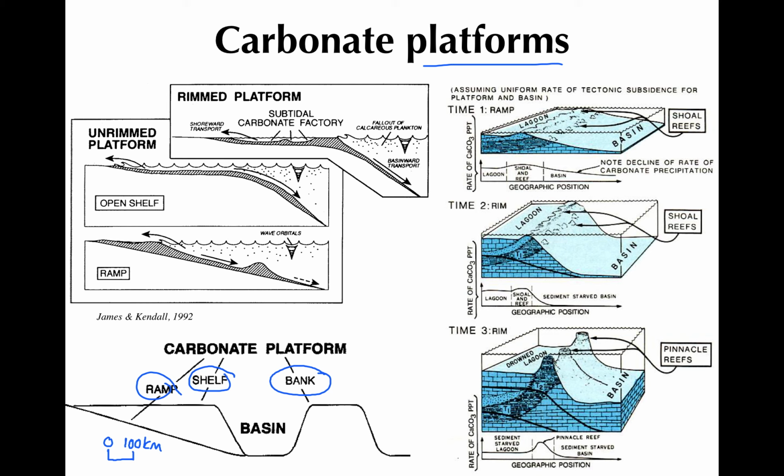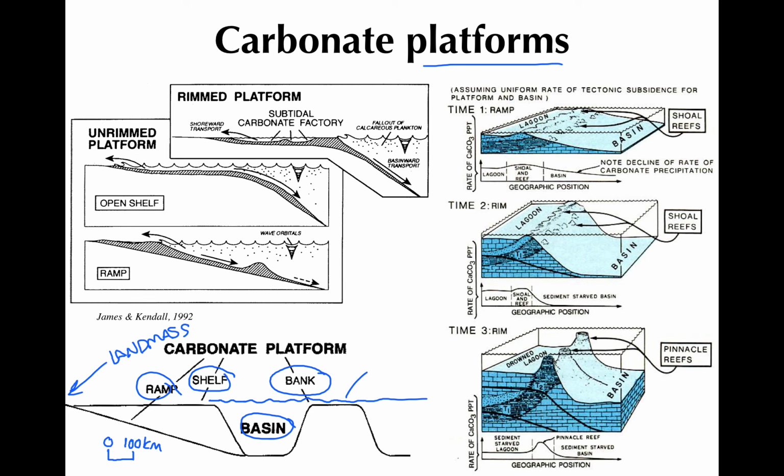Ramps and shelves are both attached to a landmass, such as a continent. So there would be a landmass here in that direction. Whereas banks are isolated. And so if sea level is here, you have a deep basin surrounding a carbonate bank all the way around.